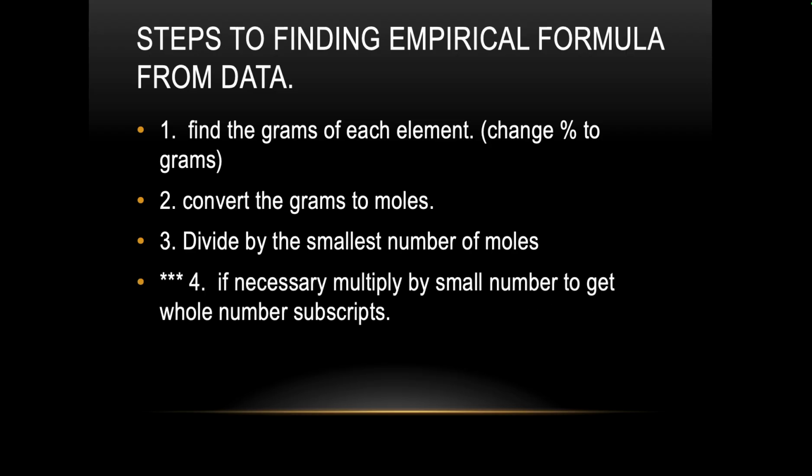Now, it doesn't always come out even. If it doesn't come out even, and this is a sometime step, that's why I put stars by it, then you have to multiply it out till you get them all to whole numbers, okay? And we'll look at those. It's easier to look at and actually do these problems than to try and explain it as we go over the steps, okay? So 4 steps.